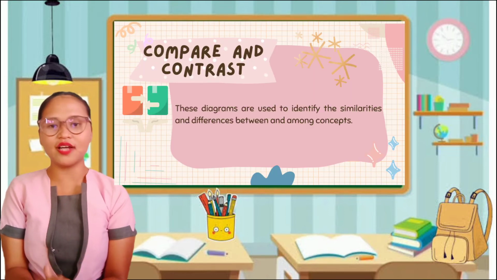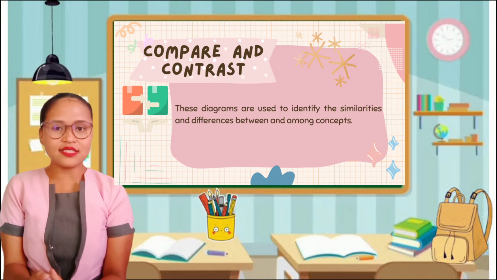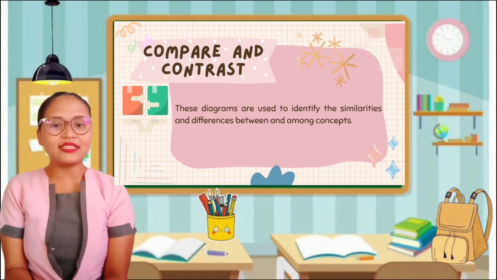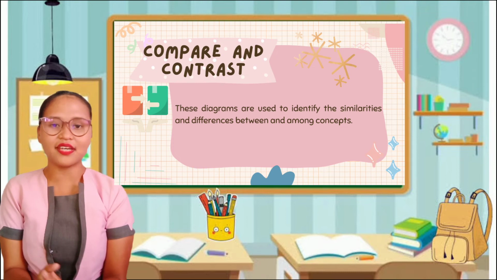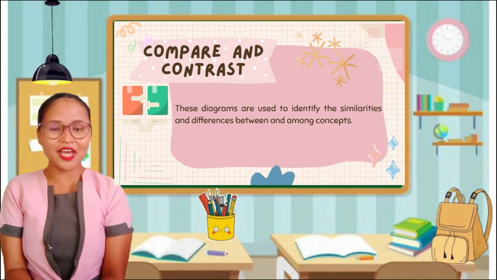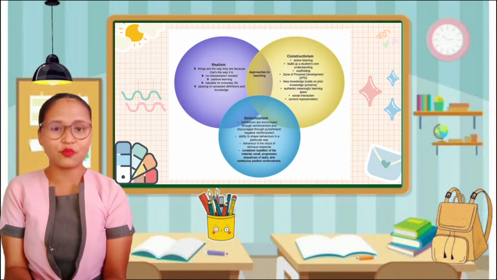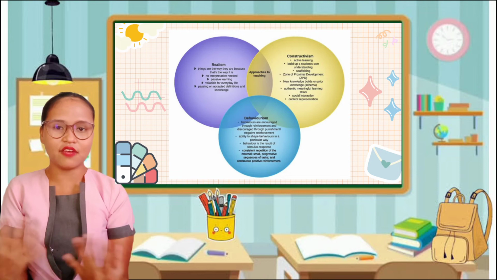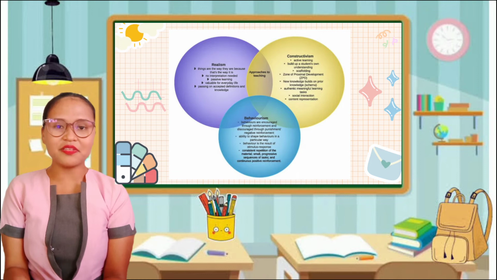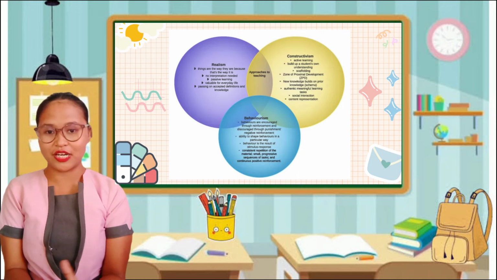And let us move on to compare and contrast. These diagrams are used to identify the similarities and differences between and among concepts. It allows the learners to see what characteristics are shared and exclusive to the concepts that are being compared. So, the best example for this is a Venn diagram. As you can see, we have realism, constructivism, and behaviorism. Within each circle are their differences, and their similarity is that they are all approaches to learning.